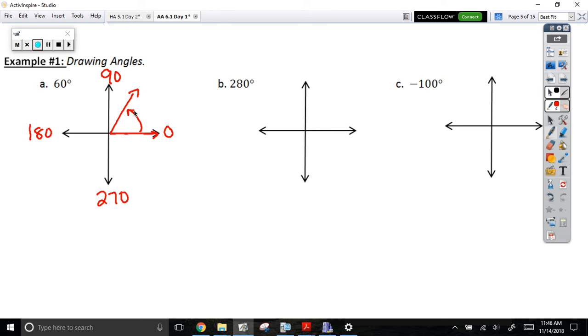Okay? 280. 0, 90, 180. It's a little messy. So here's 270. It needs to go past that point. So we'll start with our initial side on the x-axis. 280 will be just a hair past 270. And my arrow will be going counterclockwise.